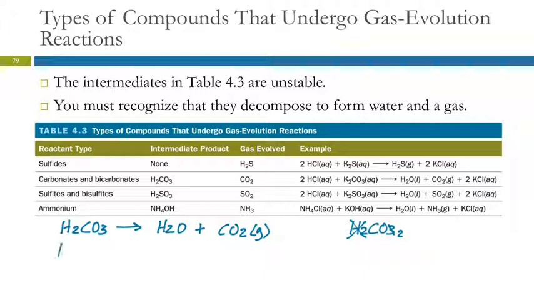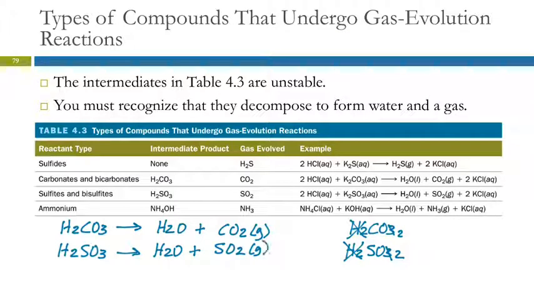Same thing happens with these other two. So H2SO3. A water molecule is going to come out. So I've got H2SO3. So two hydrogens are going to go to the water molecule, and one of these oxygens. So instead of 3 oxygens, I'm going to have 2. So that's the formula for the gas, SO2.